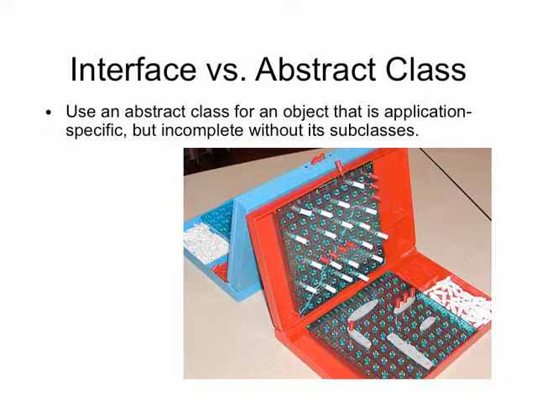You use an abstract class when the object is application specific, but incomplete without its subclasses. So if you want to make sure that all of the subclasses implement a certain model, certain methods, then you would use an abstract class for your superclass.